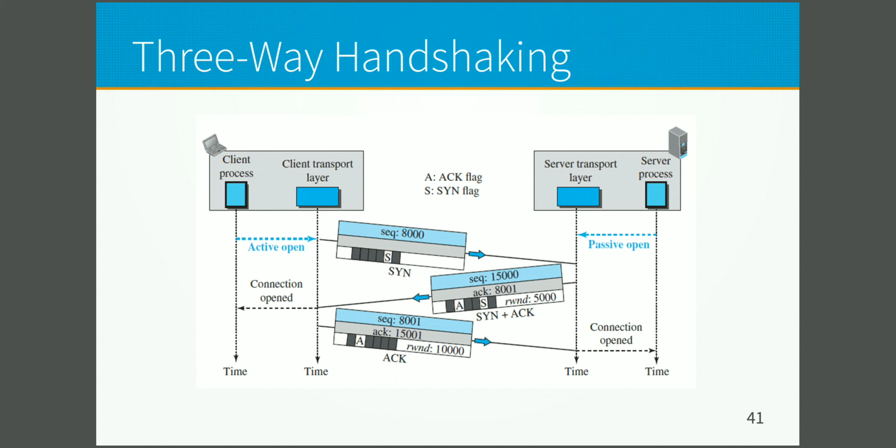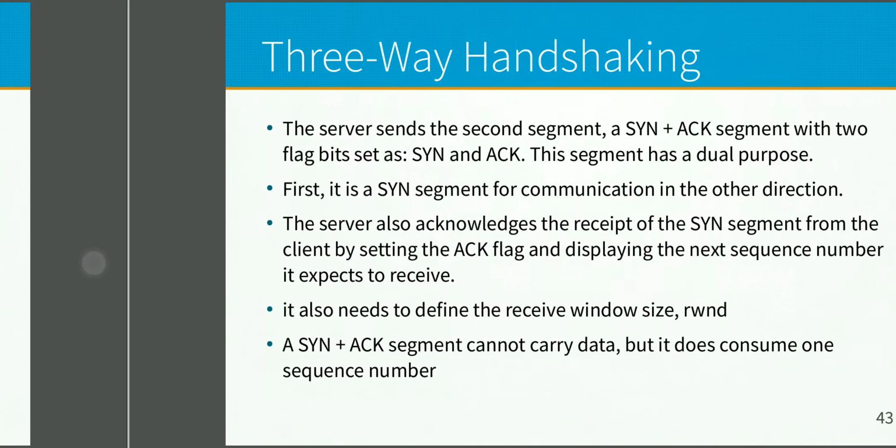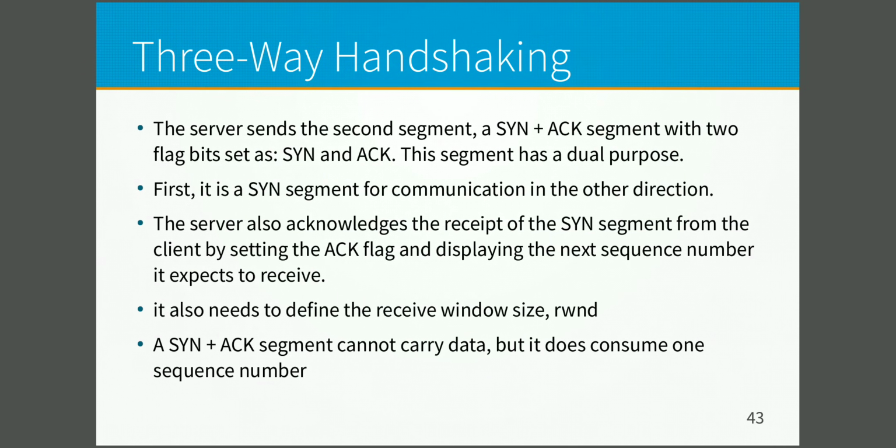And at the same time, similarly, the server will also choose an initial sequence number from its side. In this example, it is 15,000. And then it also needs to define the receive window size. So the server, in response to the client's request for opening a connection, should inform saying that okay, this is the size of my receive window.